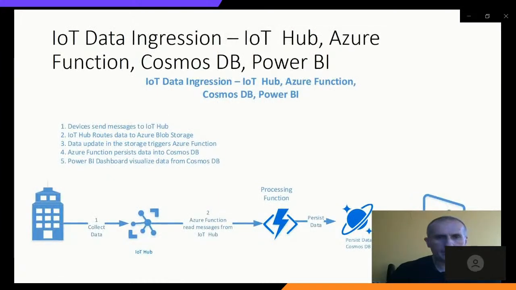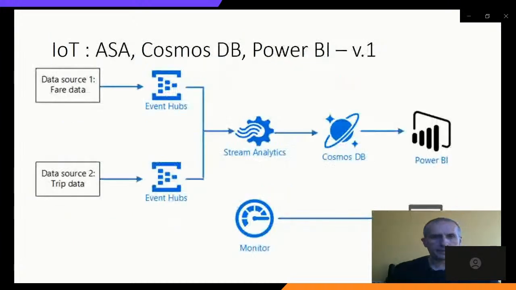It is possible to have the same approach, but without the need to persist data in between in storage. It is possible directly using Azure Functions to get data from the cloud gateway and to persist it in a specific database like Cosmos DB. After that, Power BI can get this data and present information in different ways.